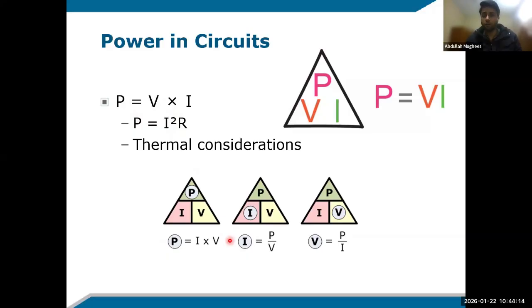It is measured in watts. So it is basically how much energy is being used and how much current is flowing. How much energy is being used for how much flow of charge. Okay, so that is the measure of power.